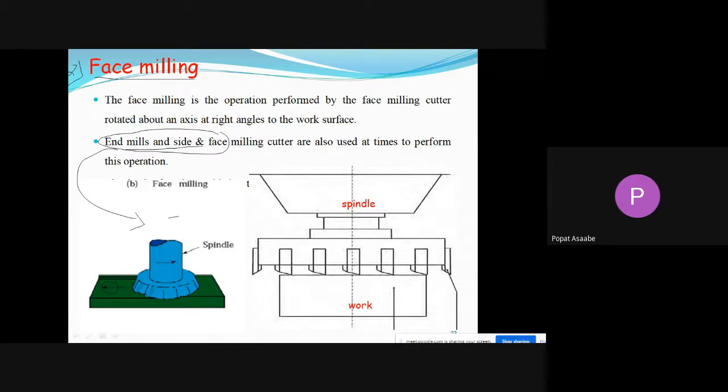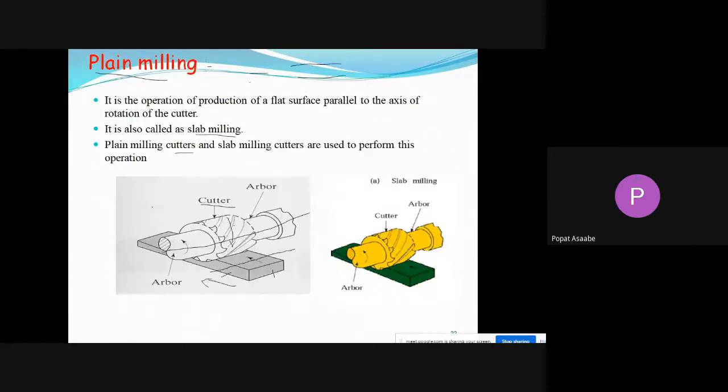And another point in this operation is that we have to remember the axis. The axis of your cutter should remain perpendicular to the axis of your workpiece. During face milling, the axis of your cutter will be perpendicular to the work surface, and in plane milling, the axis of your cutter will be parallel to the work surface. In this manner we can produce a flat surface on the workpiece.